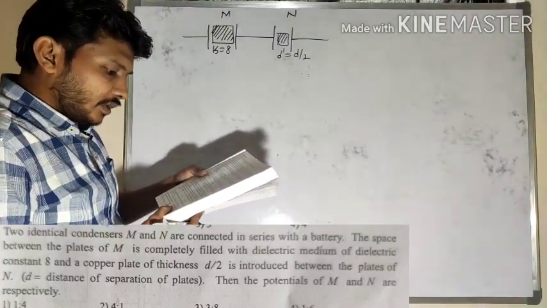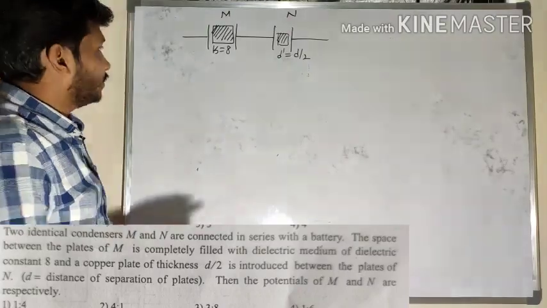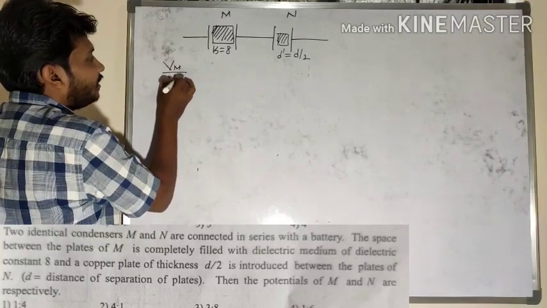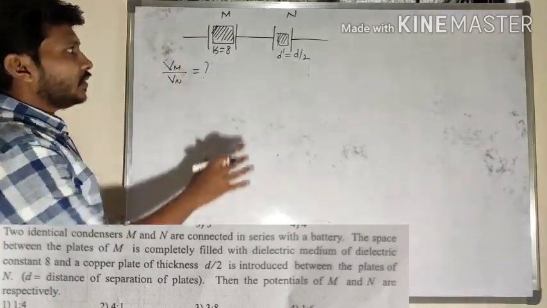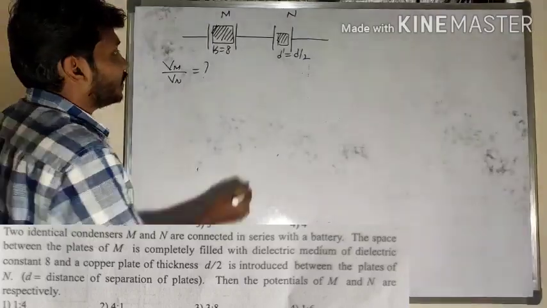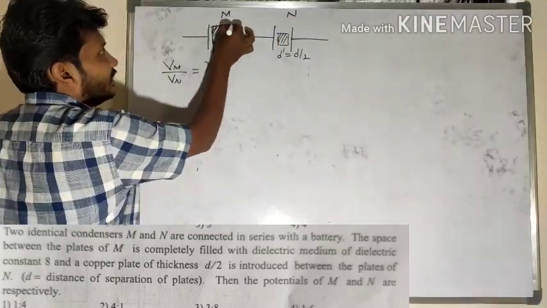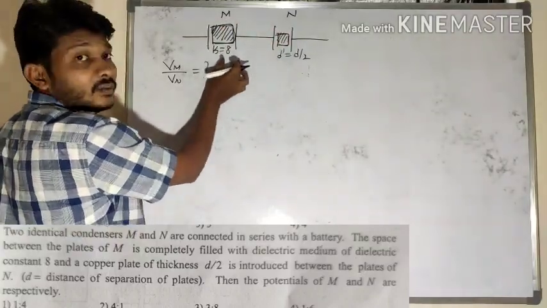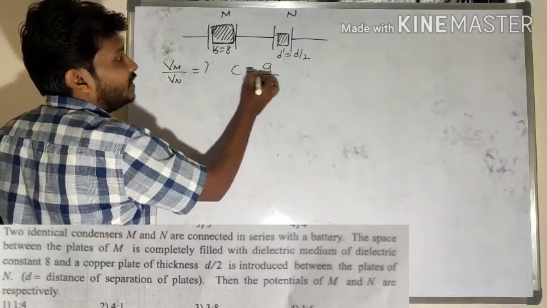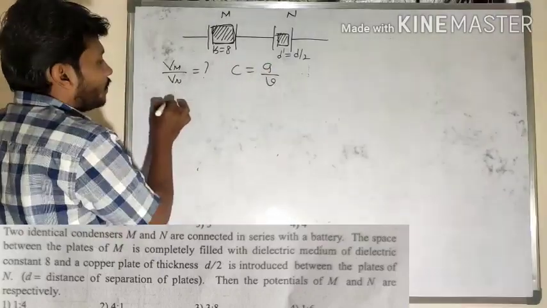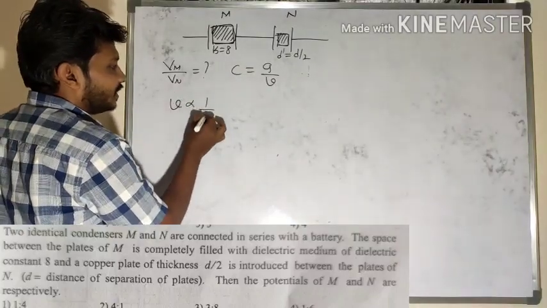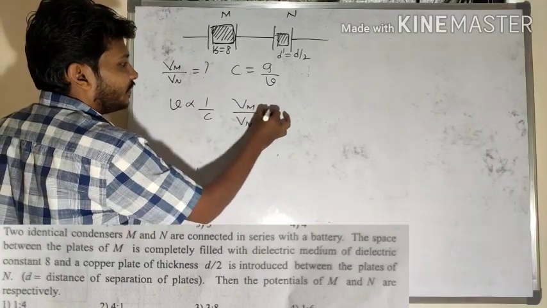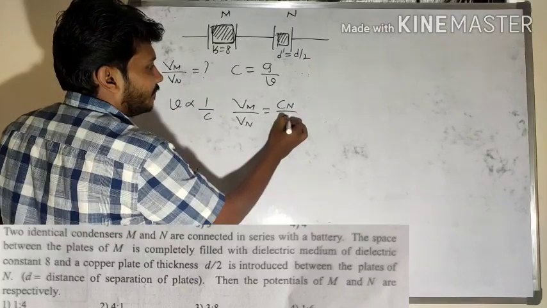Then potential of M and N are respectively. Which thing do I need to determine here? Potential of M and N respectively. In order to determine that potential value, a dielectric medium is introduced here and distance is decreased, so indirectly they gave the capacitance value. Then what is the relation between capacitance and potential here? C is equal to Q by V. So potential is inversely proportional to capacitance. It means V of M by V of N is equal to C of N divided by C of M.